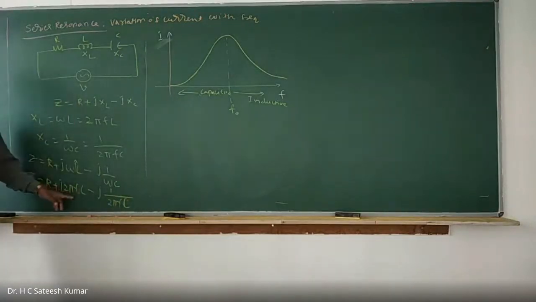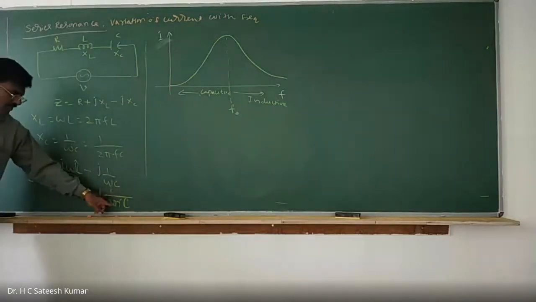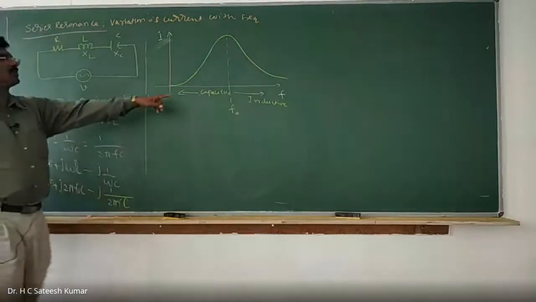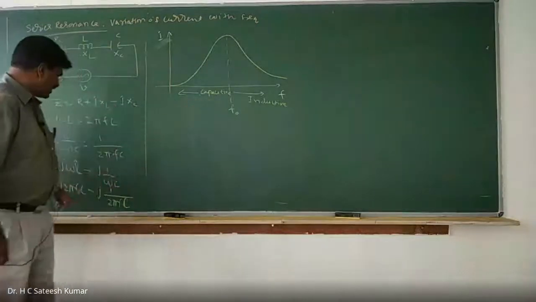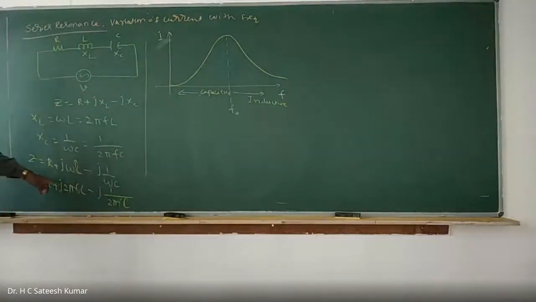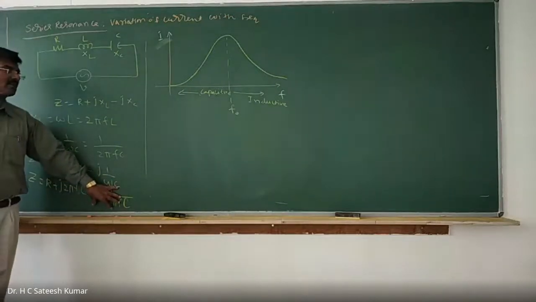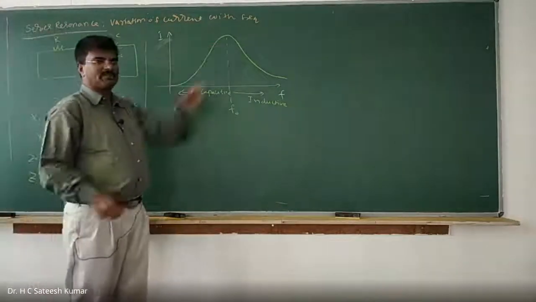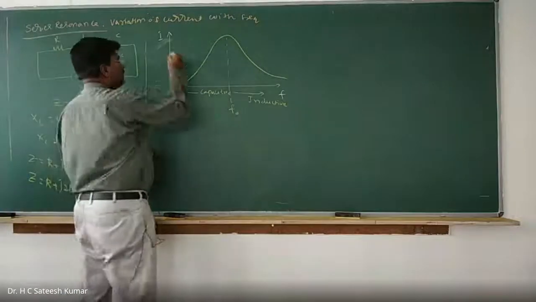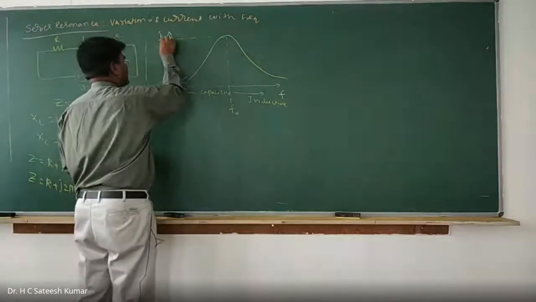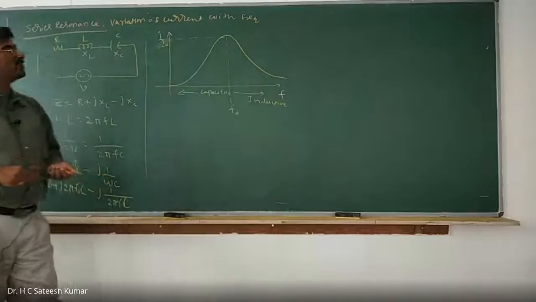So initially what will happen? Frequency is low. When the frequency is low, 1 by f is high, therefore the circuit becomes capacitive. As the frequency increases, at a certain point of time, inductive reactance is equal to capacitive reactance. That we call the resonant frequency. At that point, current will be maximum, and that current we call I naught. I naught is the maximum current we have.